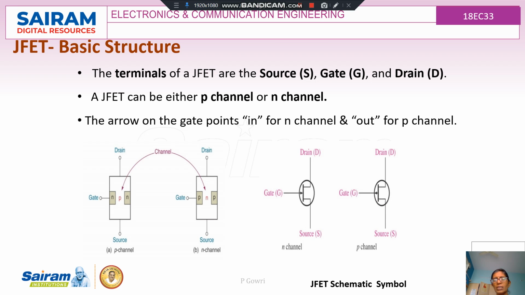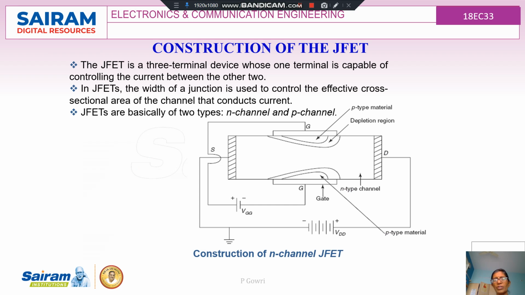So this is the symbolic representation of a JFET. Construction of the JFET: it is a three-terminal device whose one terminal is capable of controlling the current between the other two. The gate is the controlling terminal here, and the current flow will be between the source and the drain. The width of the junction is used to control the effective cross-sectional area of the channel that conducts the current.